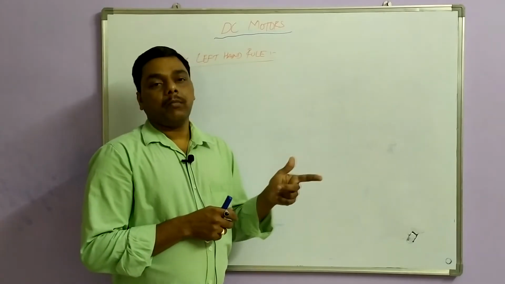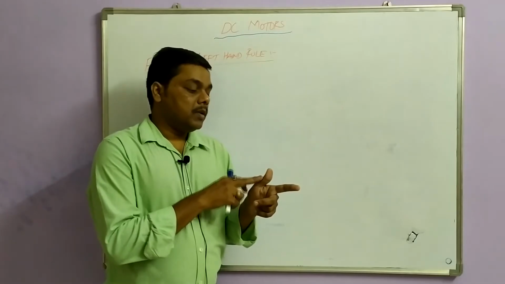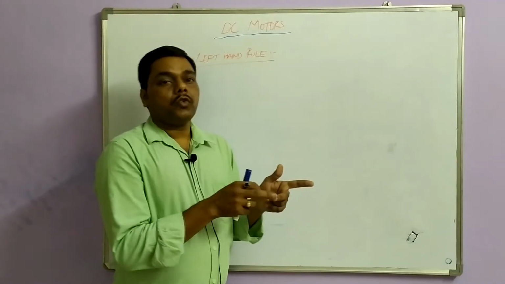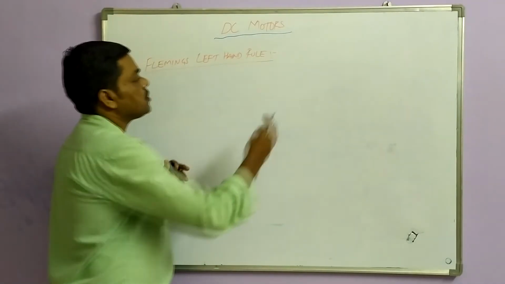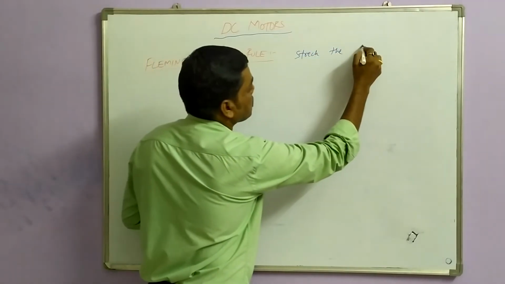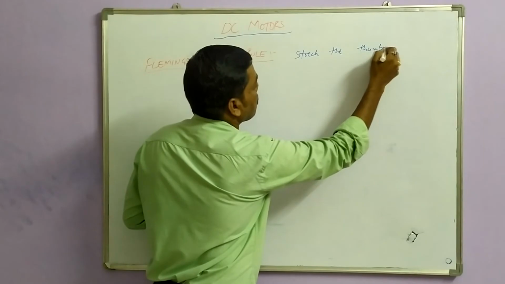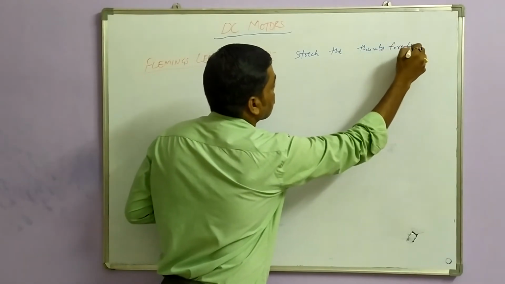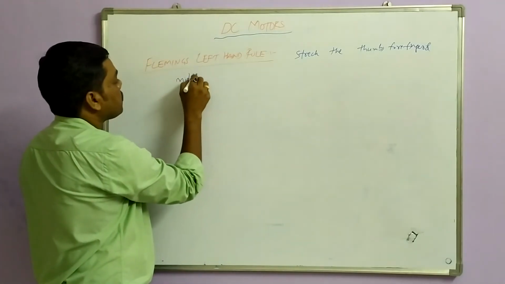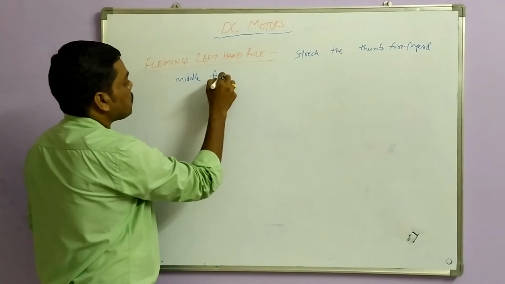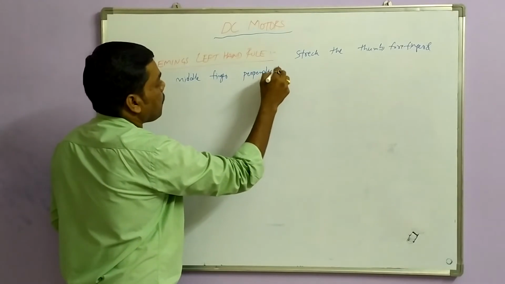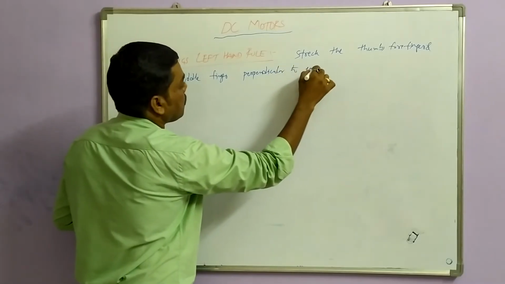The direction of the thumb, the direction of the forefinger and the direction of the middle finger show the result. We can write here: stretch the thumb, forefinger and middle finger perpendicular to each other.